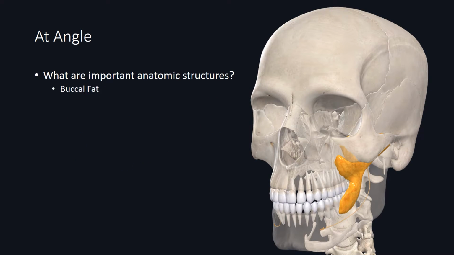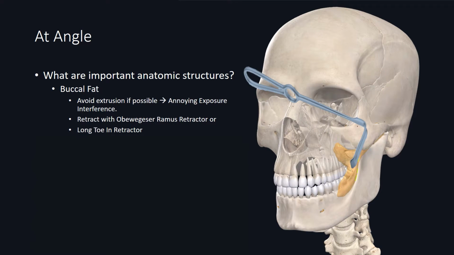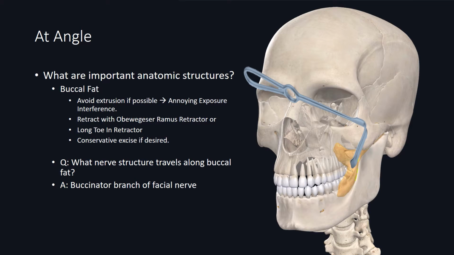Another structure is the buccal fat. Buccal fat is located medial to the mandible, and it can be exposed when you're exposing along the ramus as you dissect superiorly. It's best to avoid extrusion whenever possible, and you can retract it with the obwegeser ramus retractor or a long toe-in retractor. If there's excess extrusion of buccal fat that is interfering with visualization, you can perform conservative excision if necessary. One crucial structure to keep in mind is that the buccinator branch of the facial nerve travels within the buccal fat tissue plane.